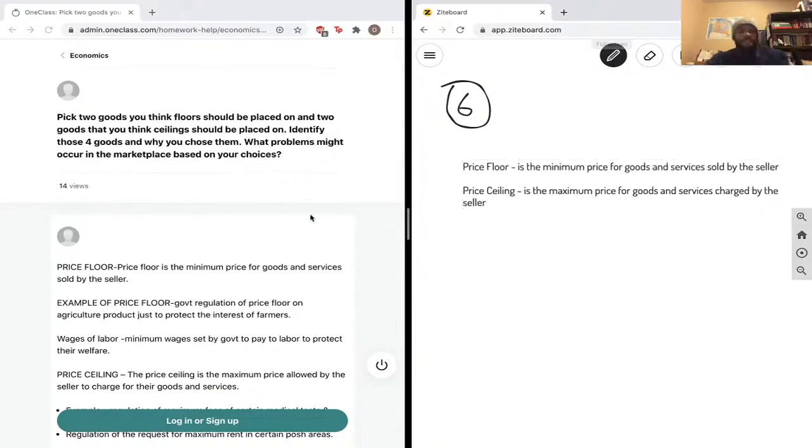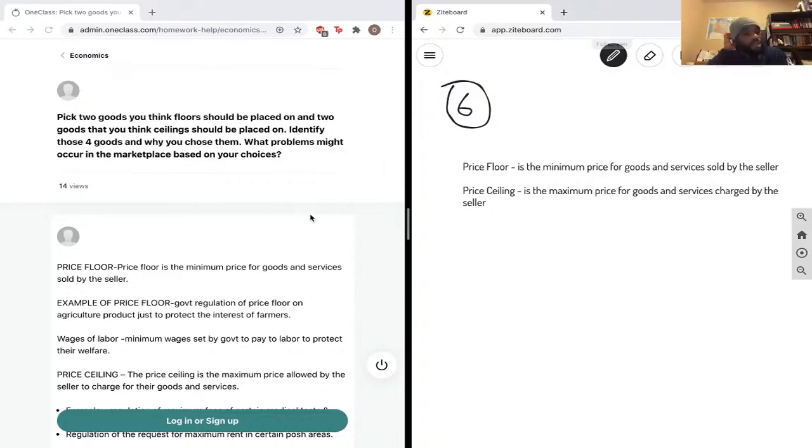That being said, an example of price floor is government regulation of price floor on agriculture products just to protect the interest of farmers. So there's people working on farms growing their own vegetables, etc., and when they want to sell it, just so that they are able to compete or make a living off of it, the government imposes a price floor, which is the minimum that the goods could be bought for.